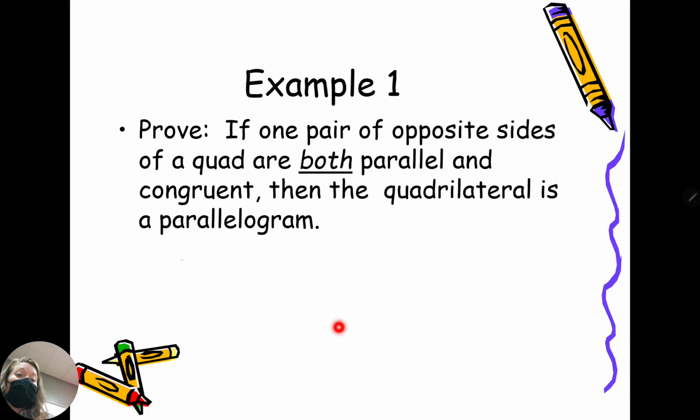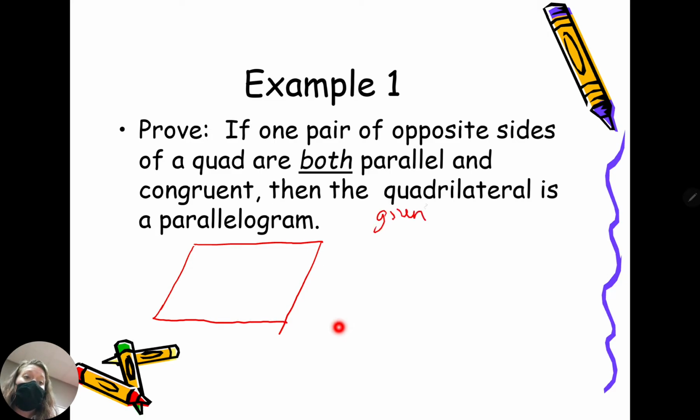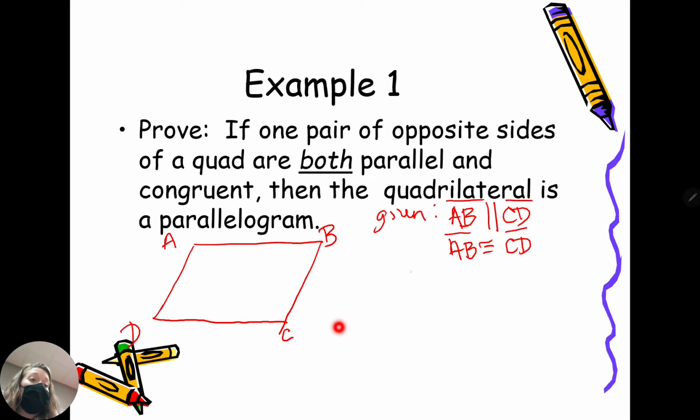So essentially what we're saying is I have a quadrilateral, and it's given to me. So we have given that, and let's label this A, B, C, D. We know that AB is parallel to CD, and we know that AB is congruent to CD. That is the given, and we are trying to prove that we have a parallelogram.